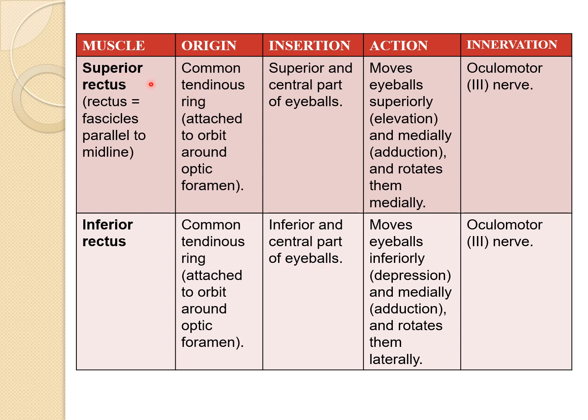Whereas superior rectus inserts at the superior and central part, inferior rectus inserts at the inferior and central part of the eyeballs. Coming to the actions, it moves the eyeballs inferiorly, that is depression, and medially, that is adduction, and rotates them laterally. Previous muscle, superior rectus, rotates them medially, whereas inferior rectus rotates them laterally. Innervation is by the oculomotor nerve only.